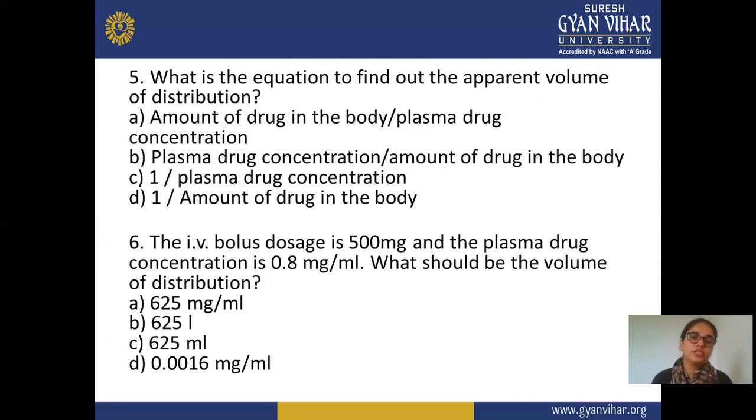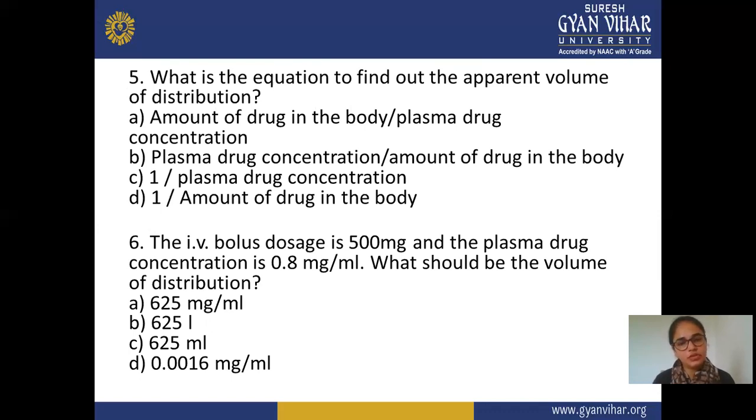And the fifth question, which is the equation to find the apparent volume of distribution? A is the amount of drug in the body and plasma drug concentration. B is plasma drug concentration and amount of drug in your body. C is the one divided by plasma drug concentration. D is the one divided by amount of drug in your body. So this is the fifth question.